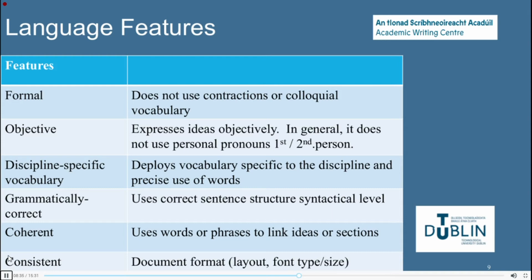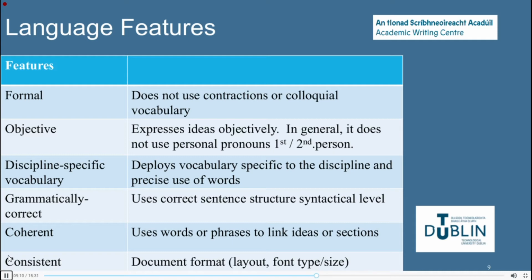When we talk about discipline-specific vocabulary, we're talking about the vocabulary, the lexical items that directly relate to your discipline. So if you're currently studying biology or computer science or media studies, what is the vocabulary of your discipline? What words are specific to your discipline? Can you use those words in your writing? Needless to say, your writing has to be grammatically correct by using the correct spelling, punctuation, and syntax.